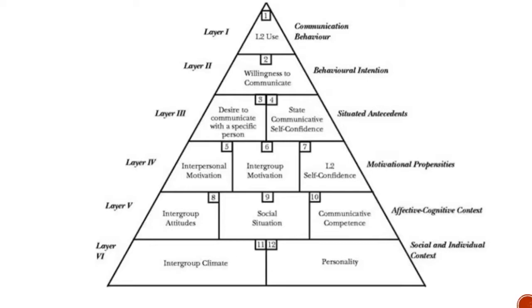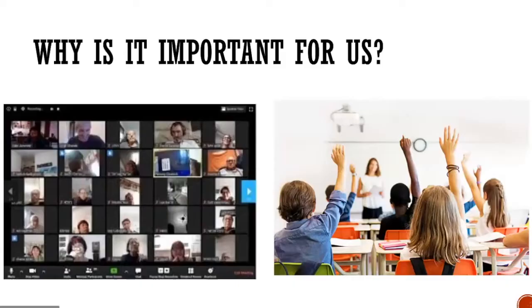We also have to notice that this is not as simple as it is organized in the pyramid, because inside every variable there are multiple factors to take into account. So why is this important for us? After talking about the willingness to communicate and the pyramid, which explains this phenomenon, we can see that the most evident situation presented by students talking or not in our classroom is what we see.